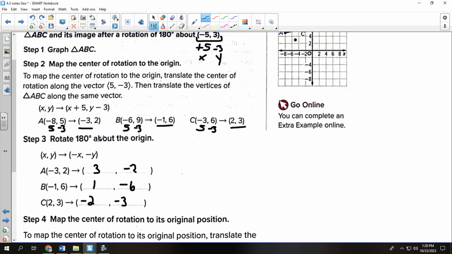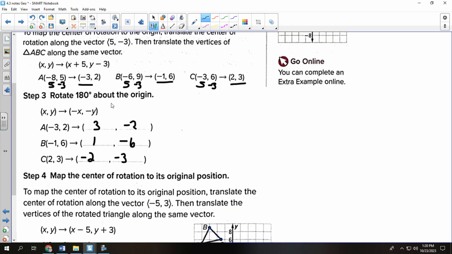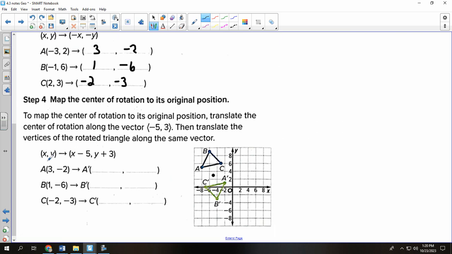Now, we've rotated it. Now we need to move it back to our original point. So we're going to take each one of these and we're going to subtract 5 from each of the x's, and we're going to add 3 to each of the y's. So we're doing the opposite of what we did in the beginning.